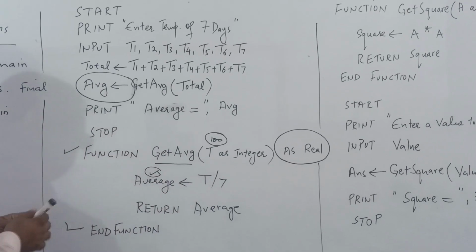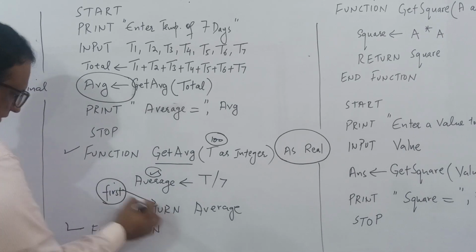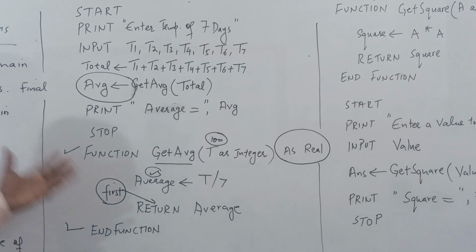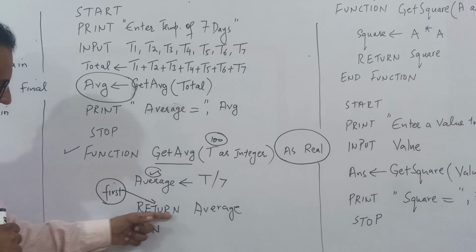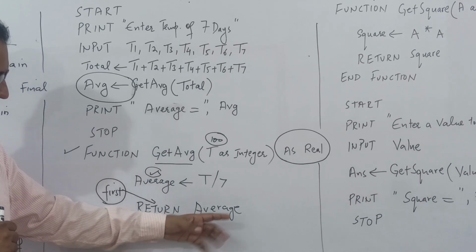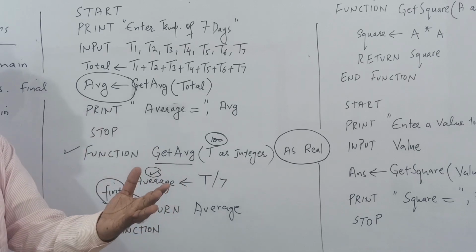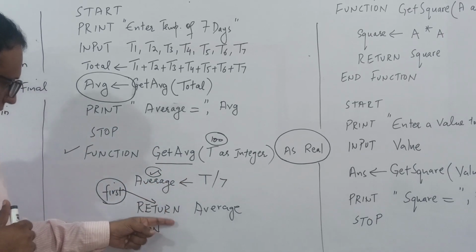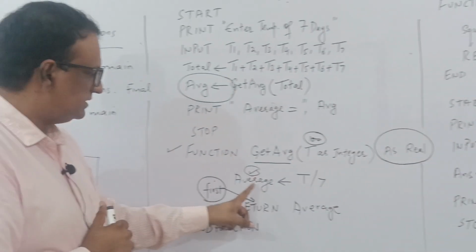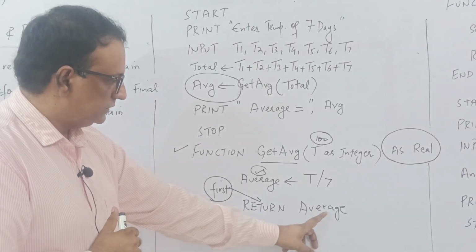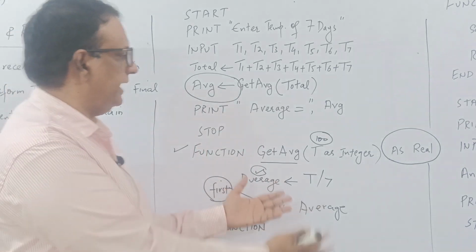If you see this, the first difference is it is using a word as return. What is the meaning of return? This word says return the value of this variable back to the main. There will be only one return working in the function. So this return word and this average means that the answer stored in this variable should return back to the main. Now, how it will go back?